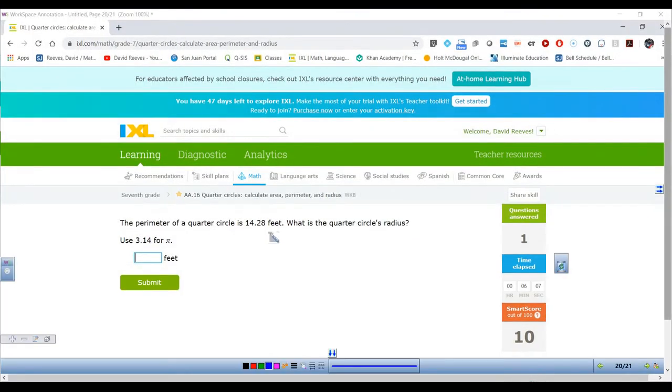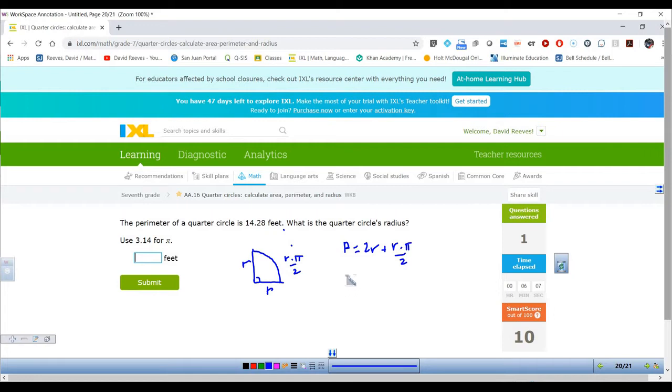Okay, now we're going to go the other direction. Now it says that the perimeter is 14.28. What is the radius? All right, so again, like we just did right here, we have the radius, and this part right here is, remember, the diameter times pi divided by 4 because it's a circle, but we've been instead saying the radius times pi divided by 2. So the perimeter is equal to 2 times the radius plus the radius times pi divided by 2.